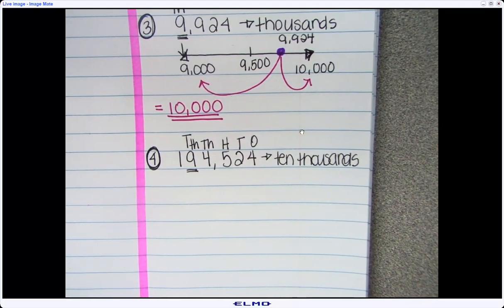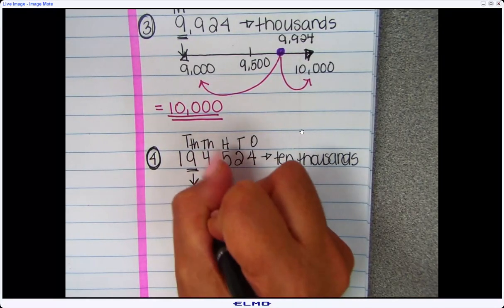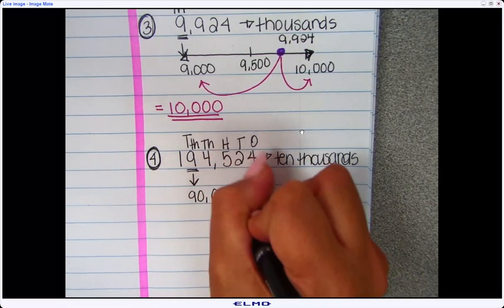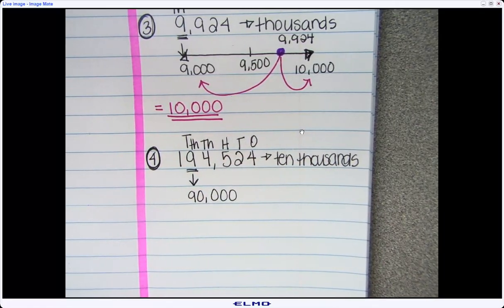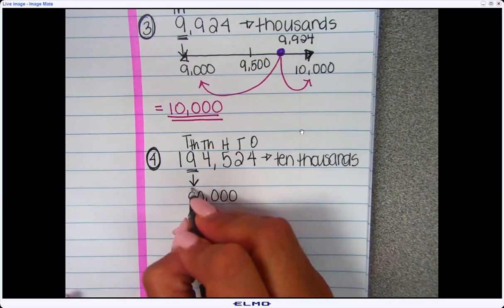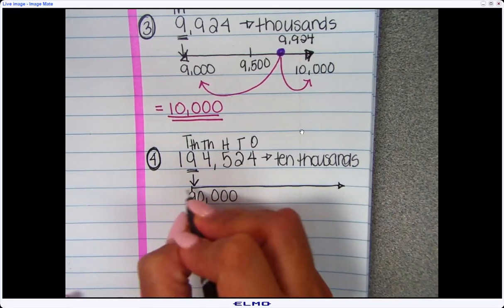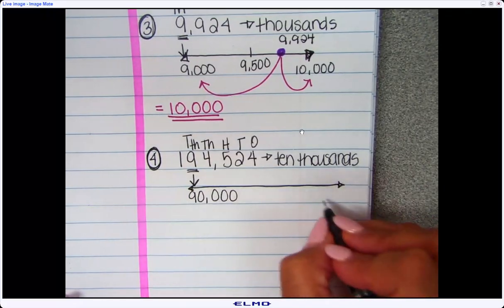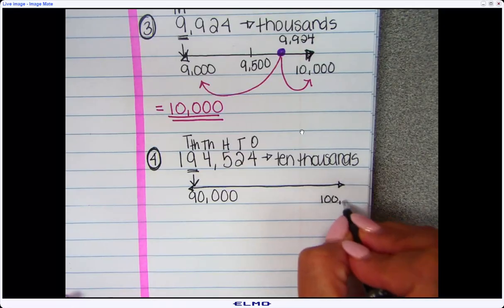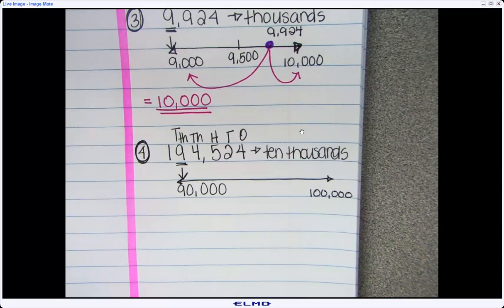Now you can tell me the value. What is the value of this? 90,000. So that will be the beginning of my number line. If I'm counting by 10,000s, what happens next? 100,000. What would be in the middle?